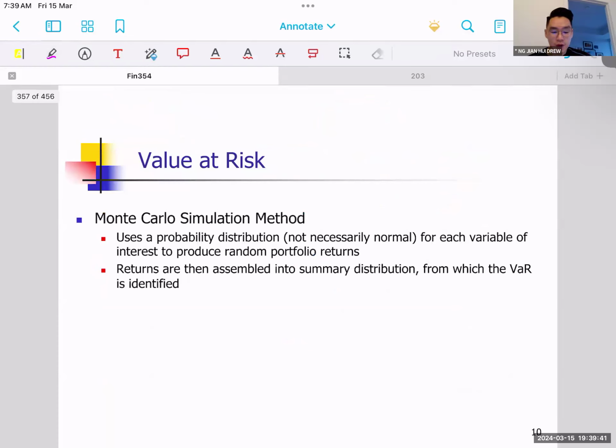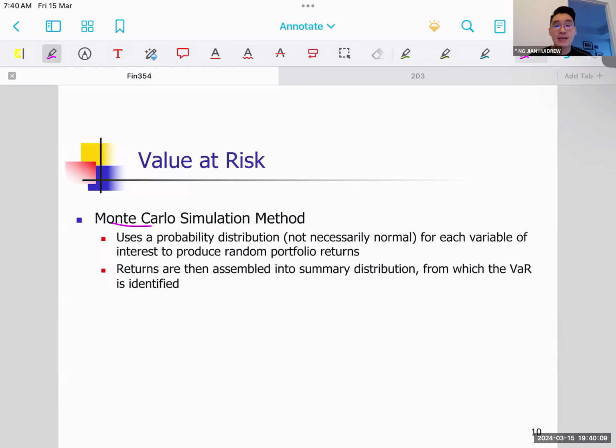Moving on, the next method is a Monte Carlo simulation. A bit of a fancy word, but in layman's terms, basically what you're doing is you repeat the simulation, it can be anything, but in this case, we are repeating a simulation of a VaR multiple times. Not really scenario analysis, but using a probability model.